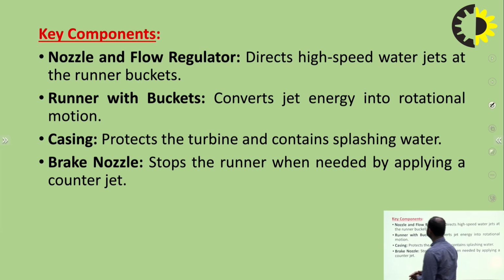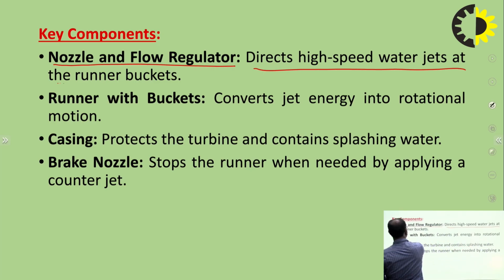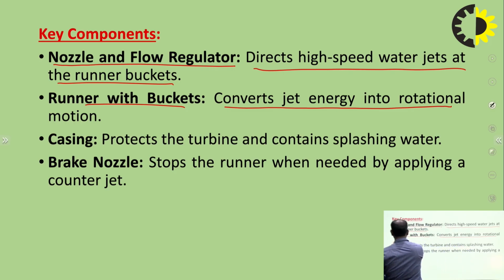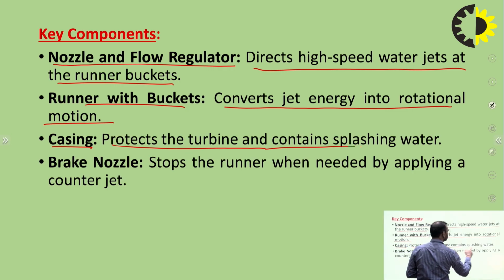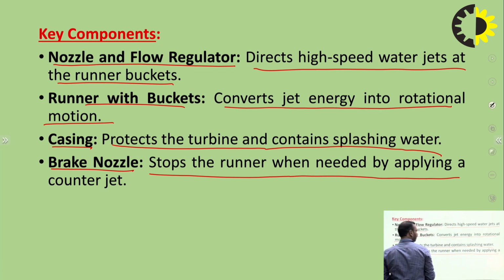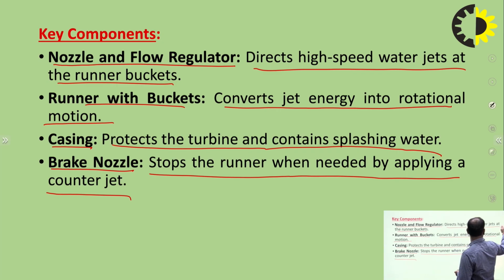What are the key components of the Pelton wheel turbine? The first one is the nozzle and flow regulator. It directs a high speed water jet at the runner buckets. The second one is the runner with buckets, which convert jet energy into rotational motion. The third component is the casing. It protects the turbine and contains splashing water. Then the brake nozzle stops the runner when needed by applying a counter jet. So these are the key components of the Pelton wheel turbine.